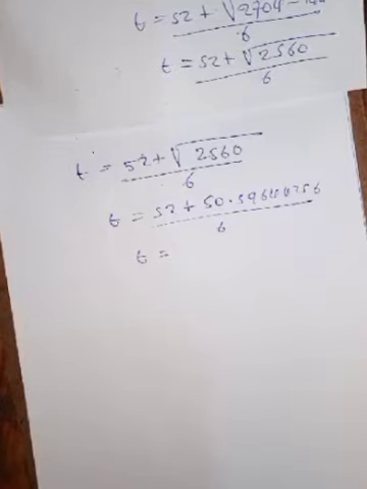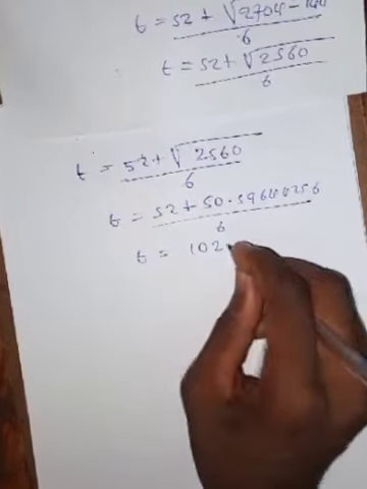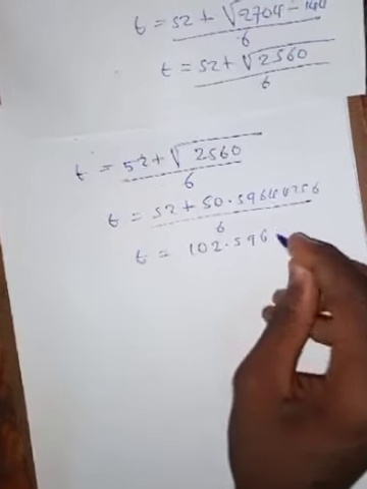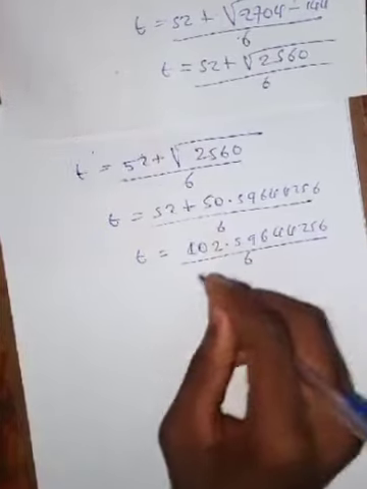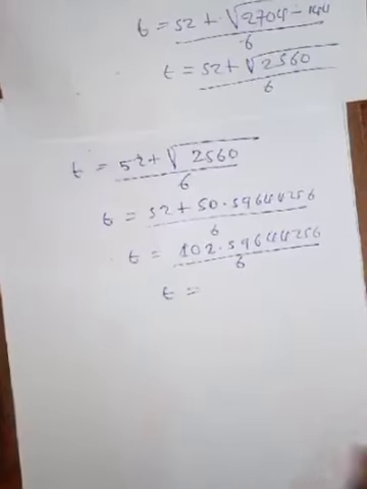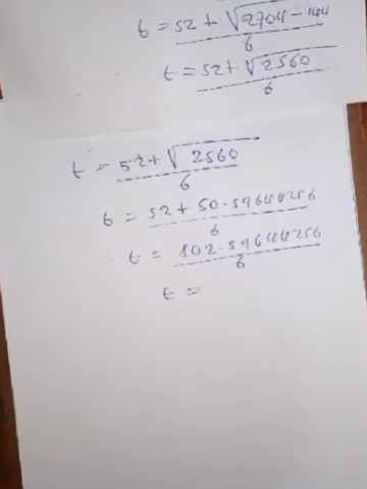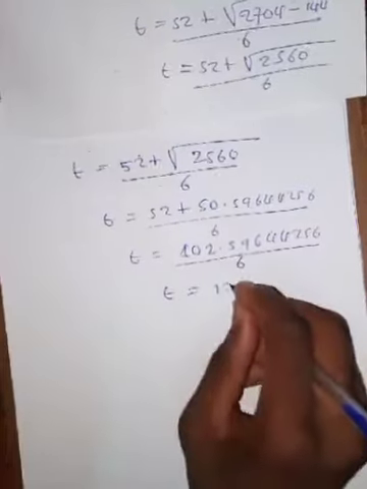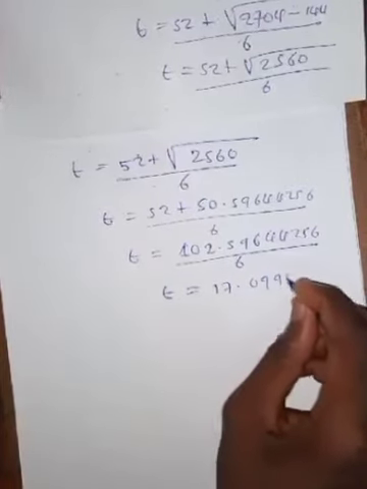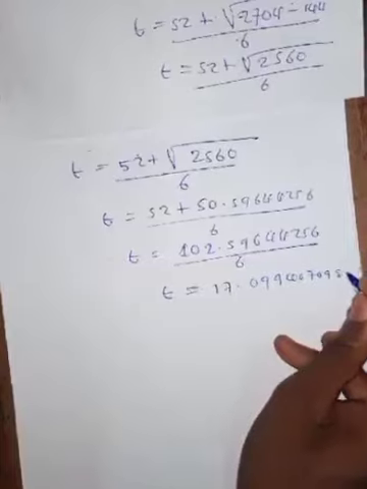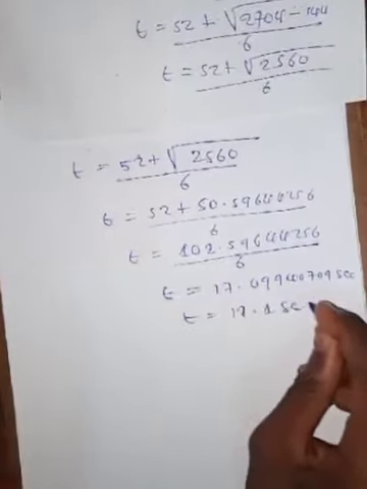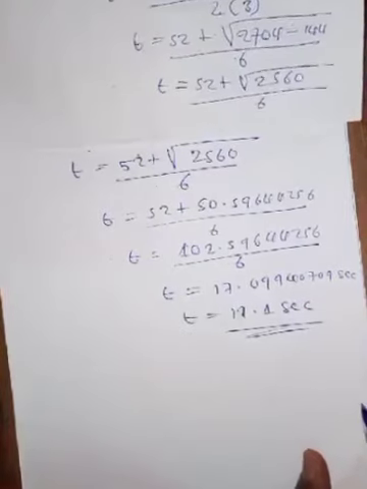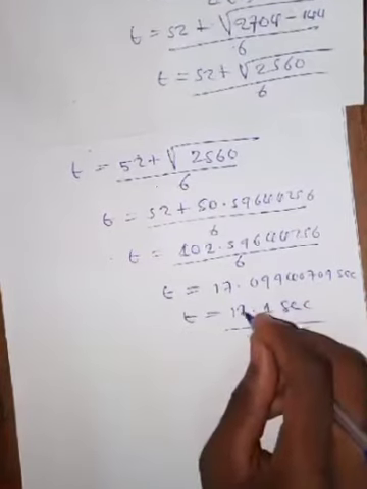102.596444256. Everything over 6. Be accurate. Time will be equal to that one divided by 6. 17.099407009 seconds, which can be rounded off to 17.1 seconds.